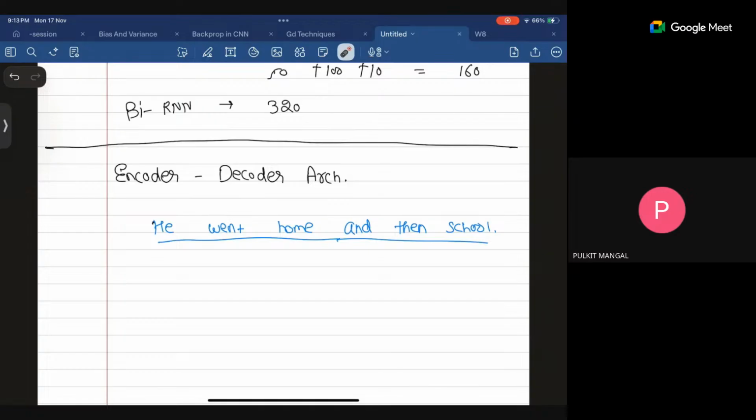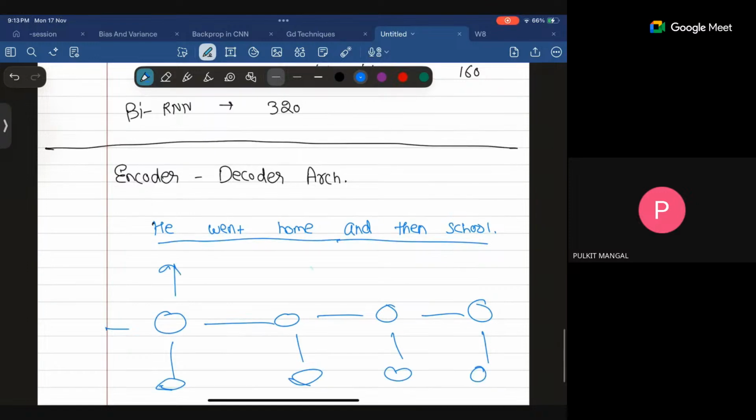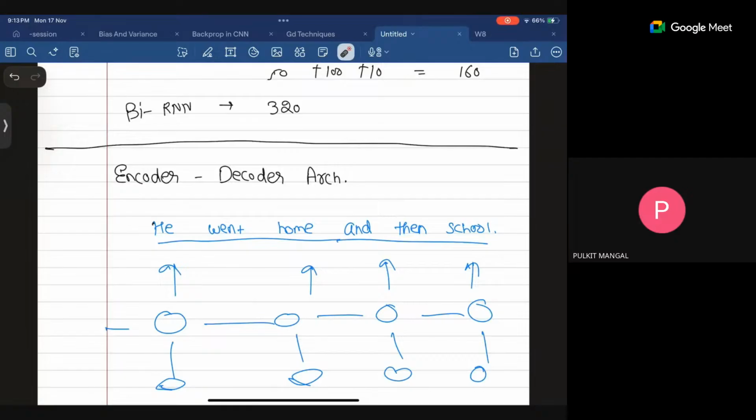Because till now, for our simple RNN structure, we will have this connection like this. If we have 4 words, then it will output 4 words only. And that was one of the problems. So this problem was solved using encoder decoder architecture.